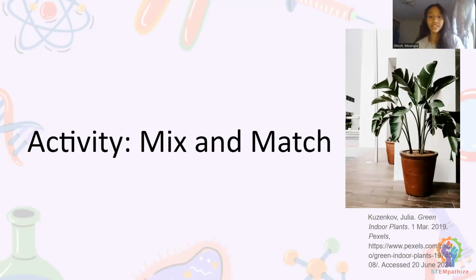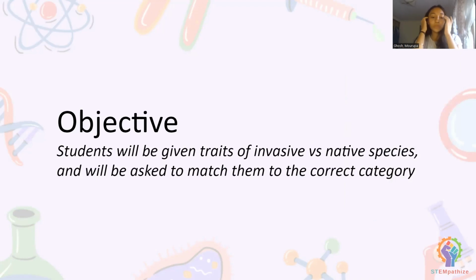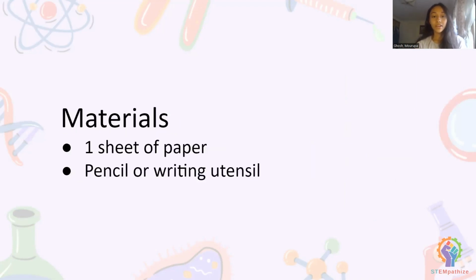Our first activity is mix and match, where students will be given traits of invasive and native species and will be asked to match them to the correct category. For this, you'll need one sheet of paper and a pencil or writing utensil.